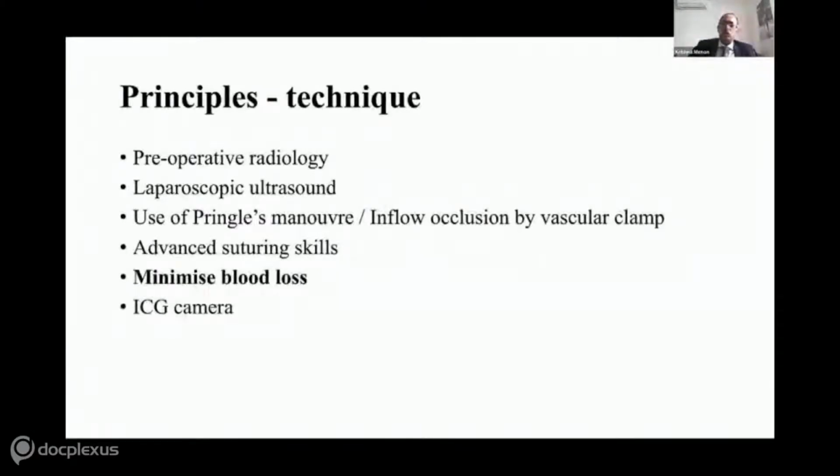There are no shortcuts to this. If you run into problems with bleeding, stapling is not the answer. You have to have some advanced suturing skills that will help you to control the bleeding. The key principle, however, is to minimize blood loss. In a cirrhotic patient or patient with chronic liver disease, you have to minimize the blood loss, otherwise your patient will decompensate after surgery. The newer kid on the block is an ICG camera that will help you guide whether or not it is a tumor or a nodule, which is a non-cancerous lesion.